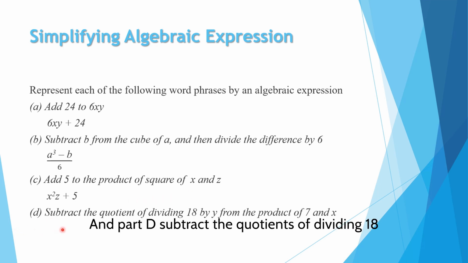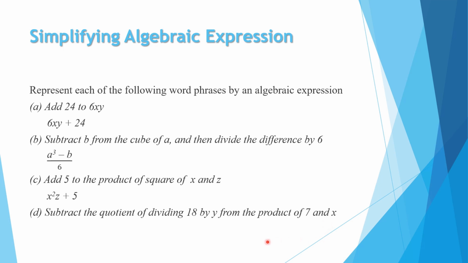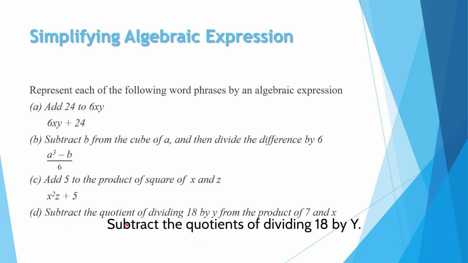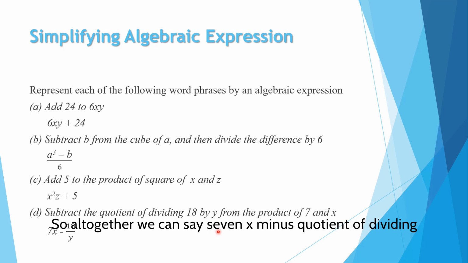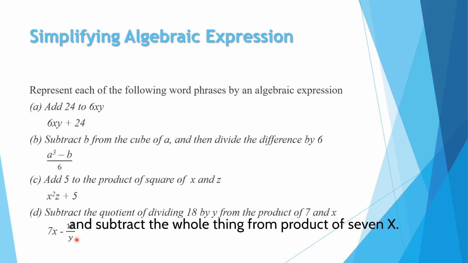And part D, subtract the quotient of dividing 18 by y from the product of 7 and x. So product of 7 and x is 7 times x, or 7x. Subtract the quotient of dividing 18 by y. So altogether we can say 7x minus the quotient of dividing 18 by y, 18 divided by y is this quotient, and subtract the whole thing from the product 7x.